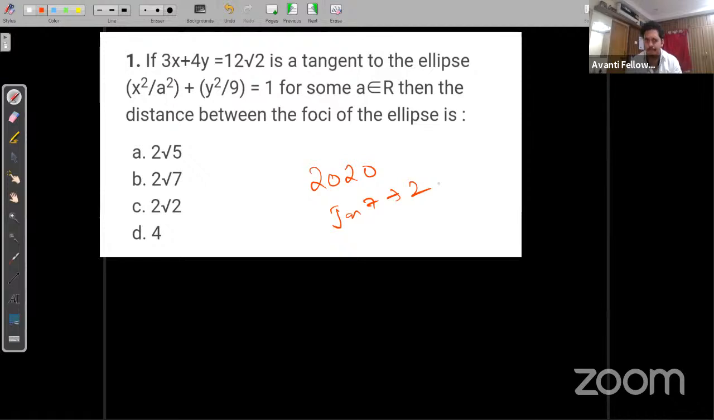So come on, equation of tangent to the ellipse, what will it be, guys? Come on, tell me.